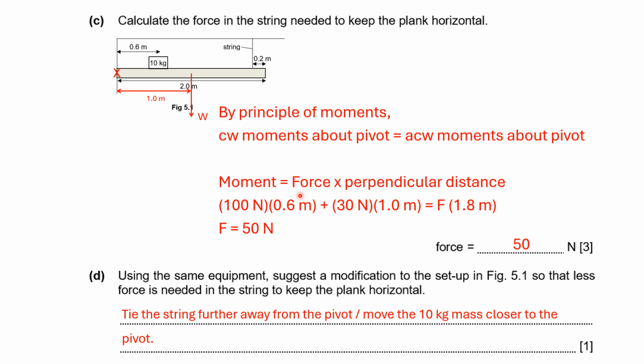If we move the 10 kilogram mass closer to the pivot, so we change this to say 0.3 meters away, then the left hand side of the equation will decrease and you do not need such a large force to get rotational equilibrium by balancing the clockwise and the anti-clockwise moments.